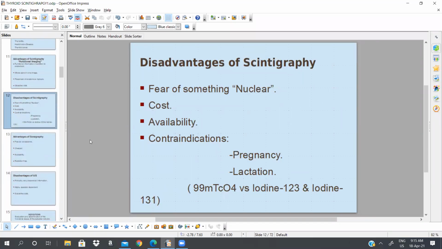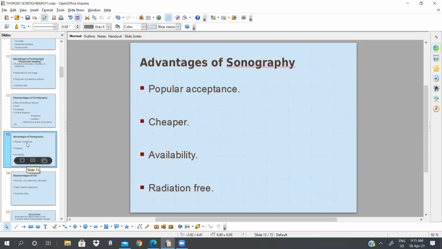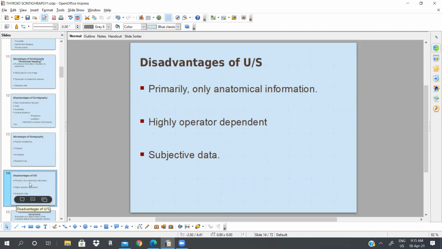If you compare this modality to sonography, you will find many advantages. Advantages are popular acceptance, it's cheaper, available everywhere, and it's radiation free. But there are disadvantages of ultrasound compared to nuclear medicine. It shows only anatomical information, and it's highly operator dependent. Remember this one, because it depends from person to person. It will not give you objective data. It will give you subjective data.